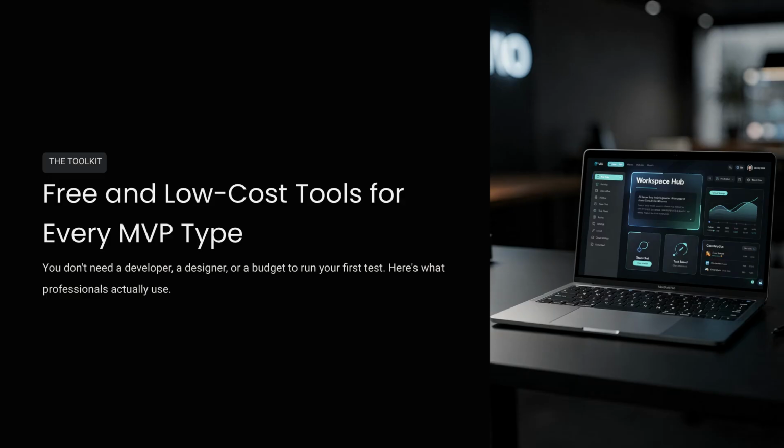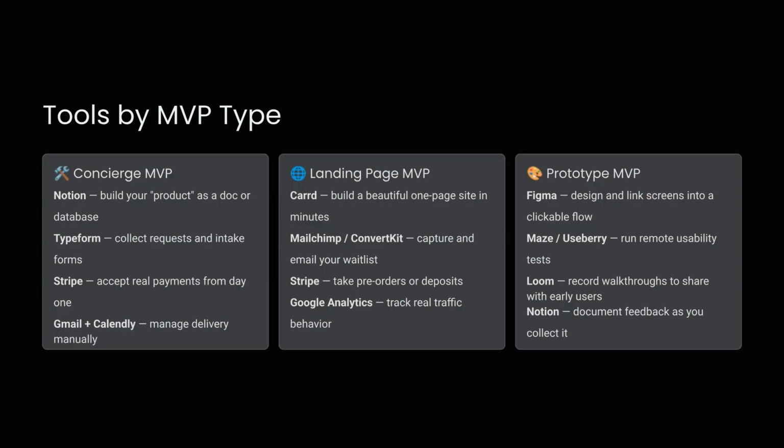Here is a toolkit of free and low-cost tools that professionals actually use for every MVP type. For Concierge MVPs, tools like Notion, Typeform, and Stripe are useful. Landing page MVPs benefit from Card, Mailchimp, and Google Analytics. Prototype MVPs use Figma, Maze, and Loom to test user experience.